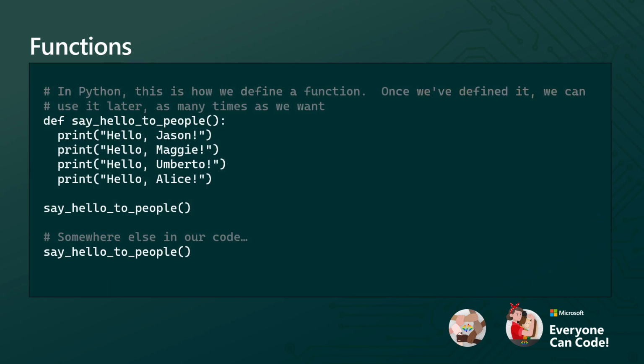Let's look at how this might happen. So in Python, let's imagine we wanted to say hello to a lot of people. We wanted to say, hello, Jason, hello, Maggie, hello, Umberto, hello, Alice. Well, we could type that out many times, or we could put it in a function. And by putting it in a function, we can just run the say hello to people function, which will follow all of these instructions again and again and again.